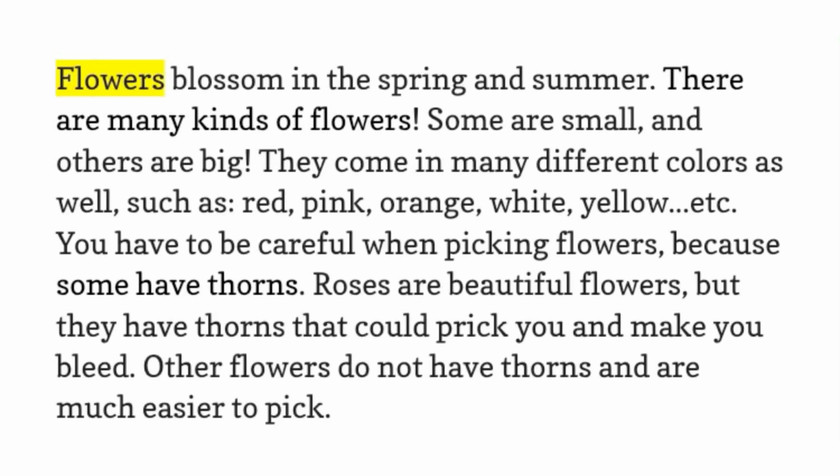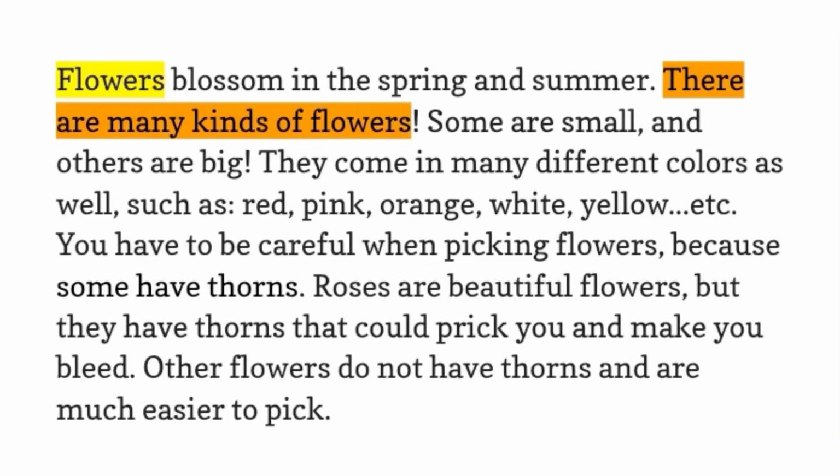Now here we see that some are small, some are big, some are different colors, some have thorns, some do not, some are easy to pick, some don't. So they keep talking about lots of different things about flowers. So if we look in the text, if we look at that second sentence, it actually says that. It says there are many kinds of flowers. So that is going to be our main idea.